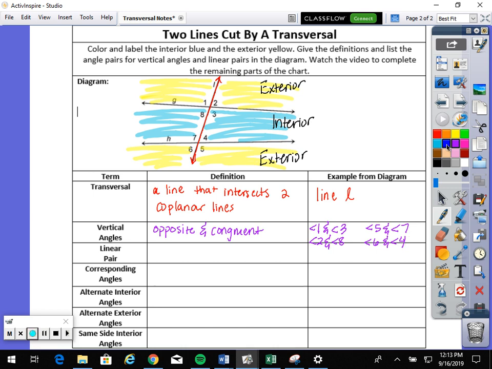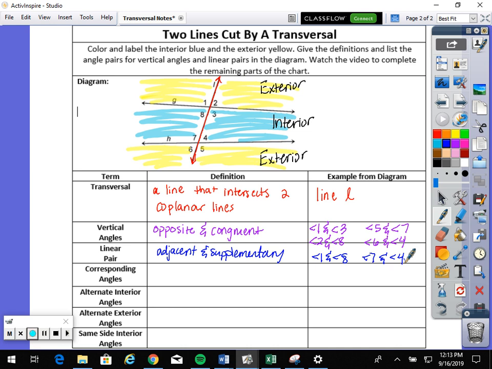Then we have some linear pairs that are also in this picture. Linear pairs, for the definition, I'm going to put adjacent. And then I'm also going to put supplementary. So that means they're next to each other, and they sum to equal 180. So I'm just going to put a couple pairs, just two. So I could say angle 1 and maybe angle 8. And then I could also say angle 7 and angle 4. Now these are not the only pairs that are here, but those are just two examples that I would have put on there. So now we're going to fill in the rest of the chart.